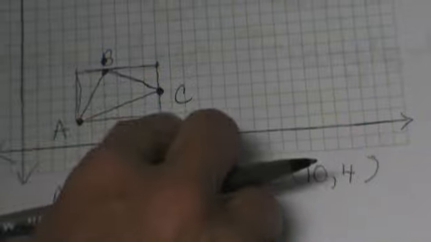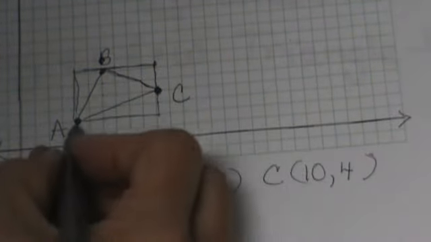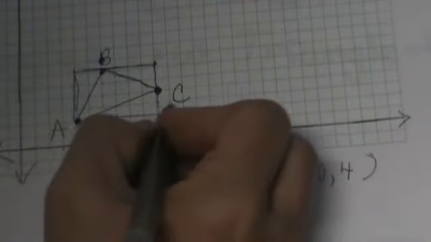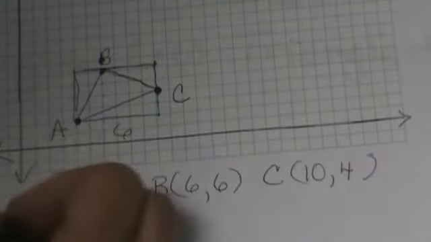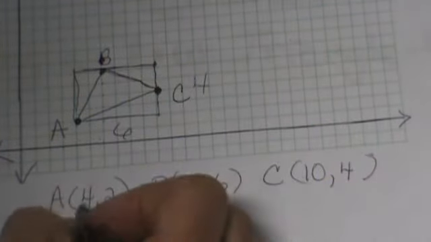Now I'm going to find the area of this rectangle. So I need to know the length and the width of this. I'm just going to count my blocks. 1, 2, 3, 4, 5, 6. So that is 6 units long, and it's 1, 2, 3, 4, 4 units high.